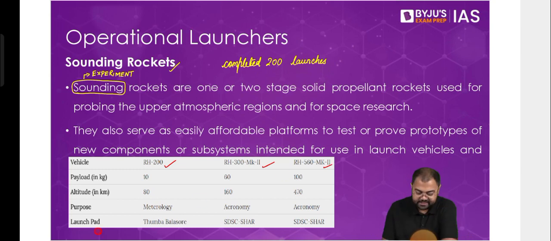Now about the sounding rockets, what it says is that these are 1 or 2 stage solid propellant rockets used for probing the upper atmospheric regions for space research. Now what we see here is that it is saying it is a 1 or 2 stage solid propellant rocket. So what do we mean by stage? First of all, what do we mean when we say that it is a 1 or 2 stage solid propellant rocket? Stage means how many compartments of fuel you have.